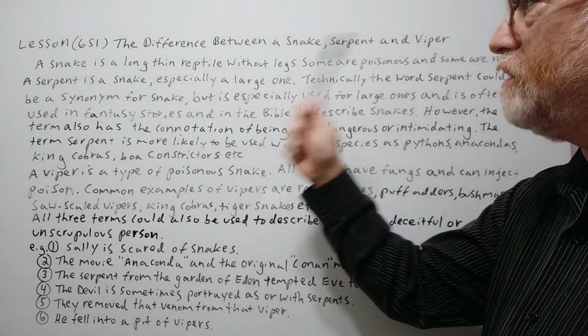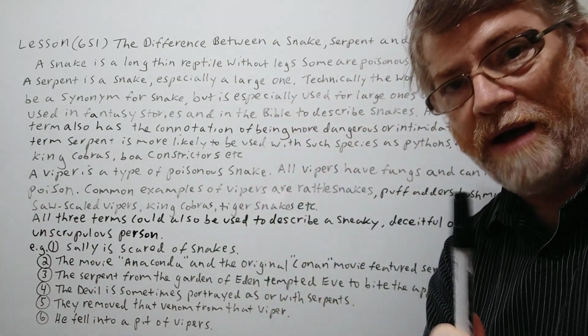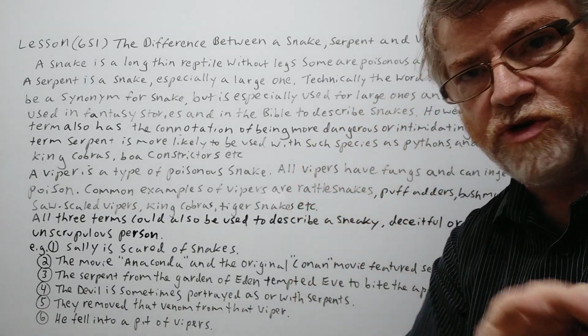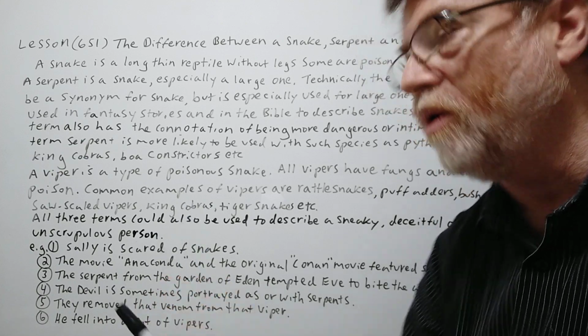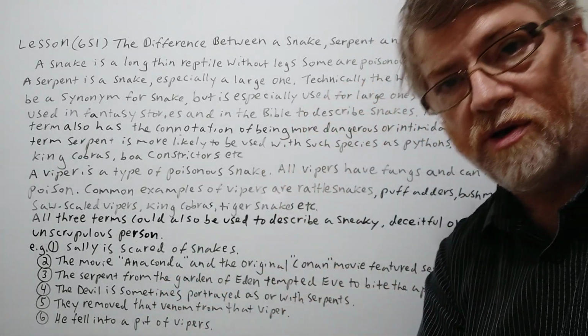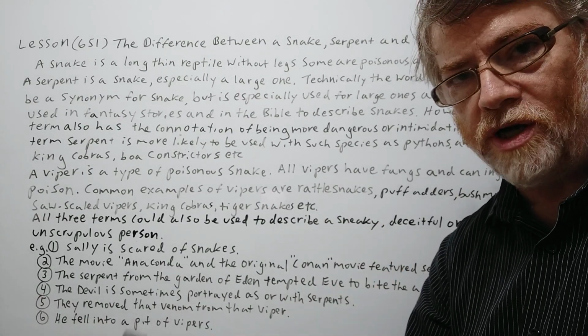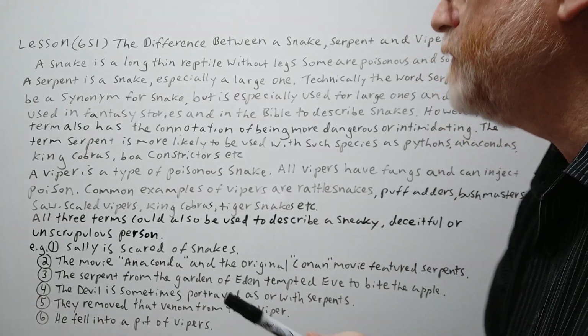A snake is a long, thin reptile without legs. Some are poisonous and some are not. So now, snake is the most general one of them all. Technically, all serpents are also snakes, and all vipers are also snakes. So there's definitely a lot of crossover between these three terms.